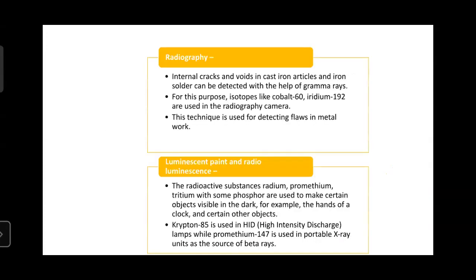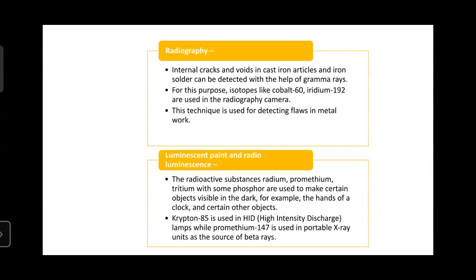Now, radiography we have to explain in detail. In radiography, internal cracks and voids of any iron particles can be detected by gamma rays. For this purpose, cobalt 60 and iridium 192 are used in a radiography camera. This technique is also used for detecting flaws in metal work.